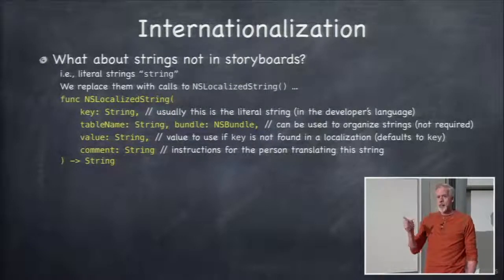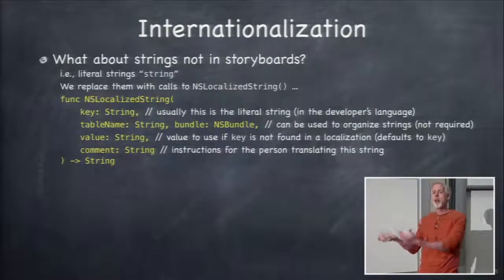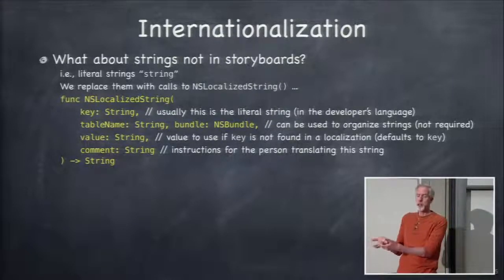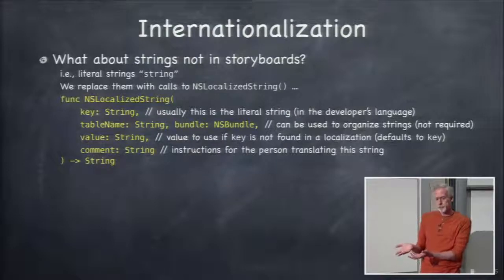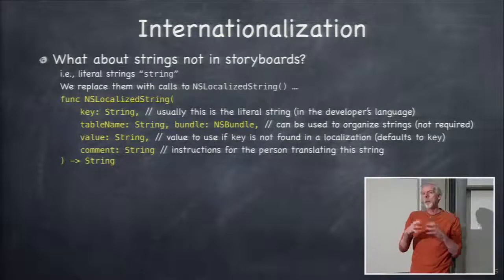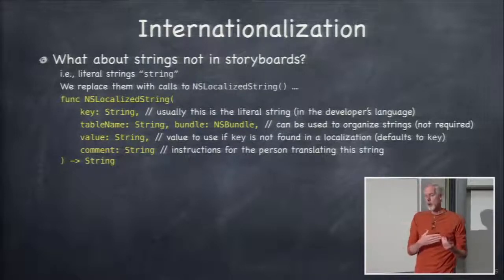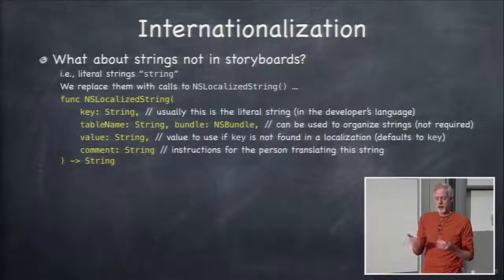If it's not, then the value option, okay, see the fourth one there, value, that's the thing that it will use if the translator doesn't translate this key. Okay? Now the table name and the bundle, that's a way of kind of organizing these localized strings into groups. You can put them in little tables. The bundle thing is more for if you're localizing maybe a framework versus your app. We'll talk about those two arguments in a second here.